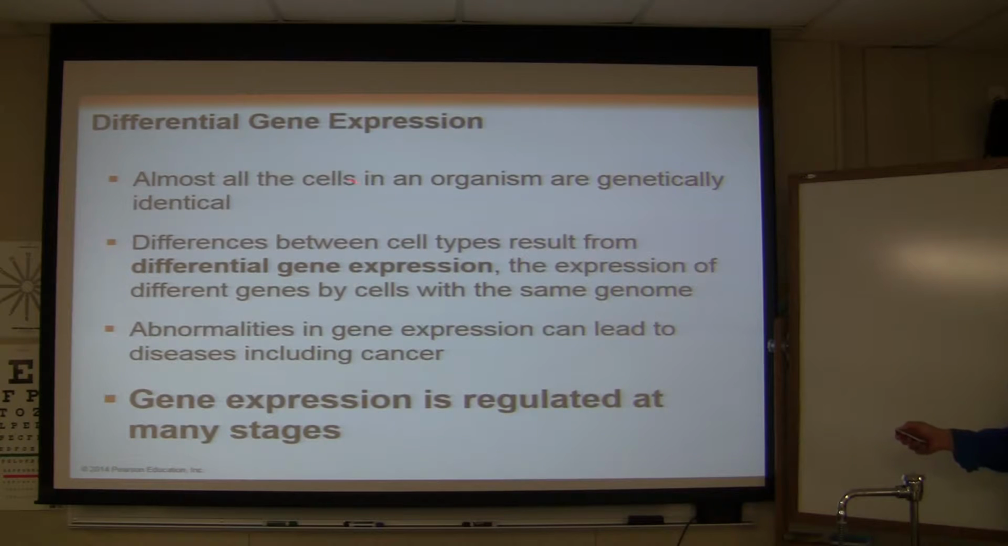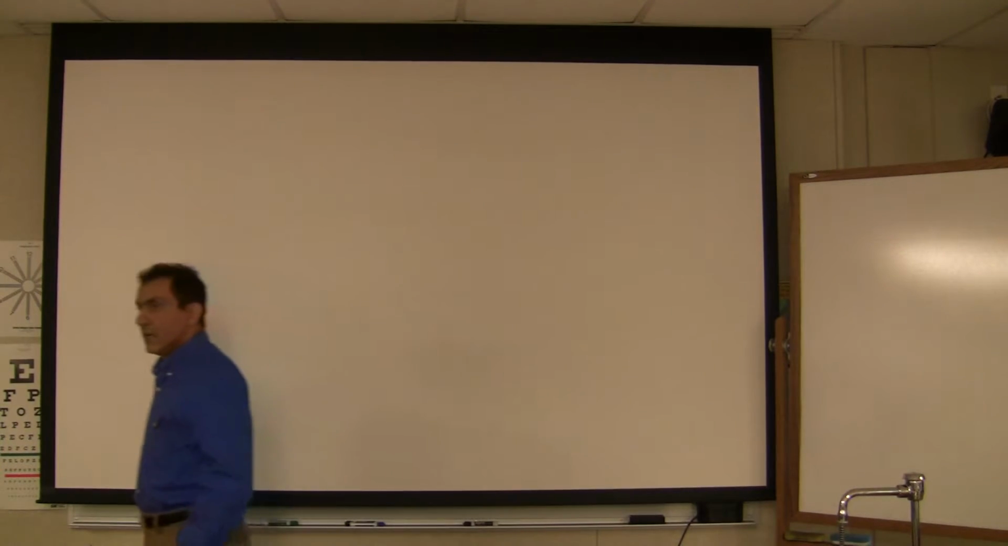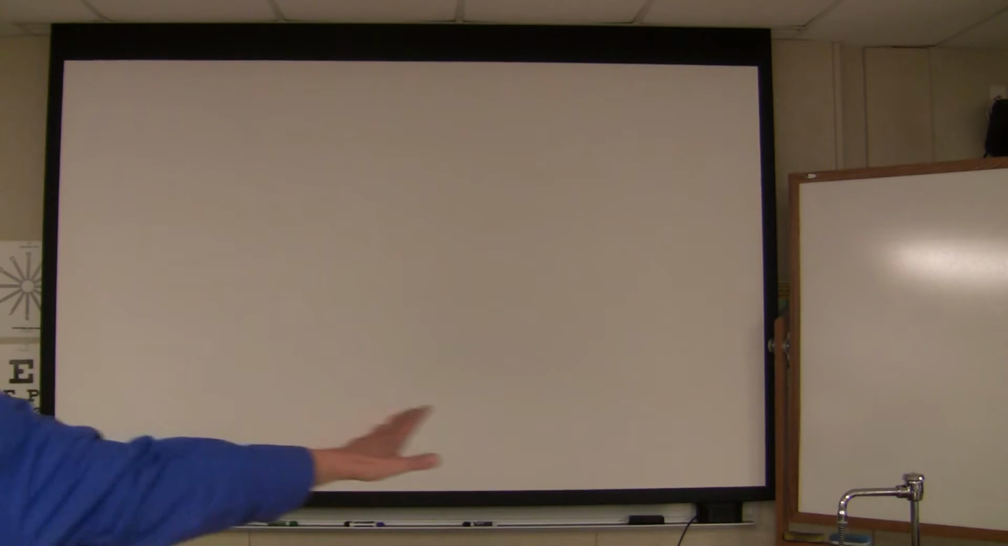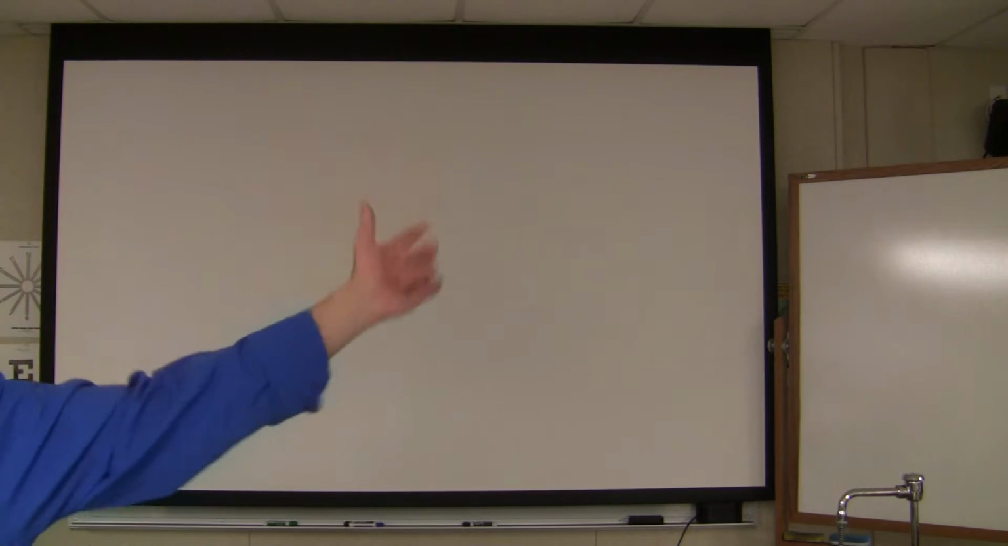Almost all the cells in an organism are genetically identical. Let's stop for a second. You already know this, but I'd like to emphasize it. The cells in your eye and the cells in your liver, did you know they have the same genes? They have the same chromosomes, the same DNA. No? You did not know that.